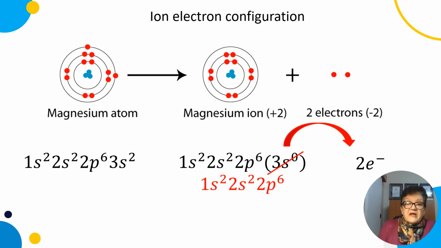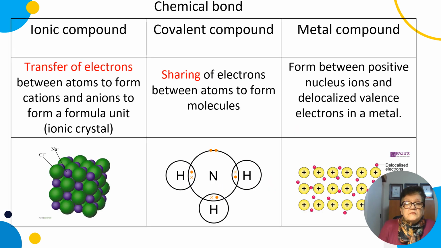So this is how the magnesium atom looks. The magnesium ion has 10 electrons. So this last 3s2 falls away. Can you see? So now it's only 1s2, 2s2, 2p6. 2 plus 2 plus 6 gives you 10 electrons. 2 electrons have been released.